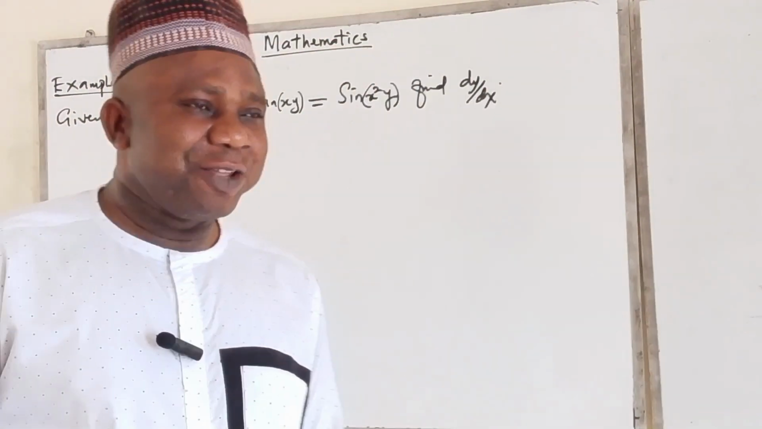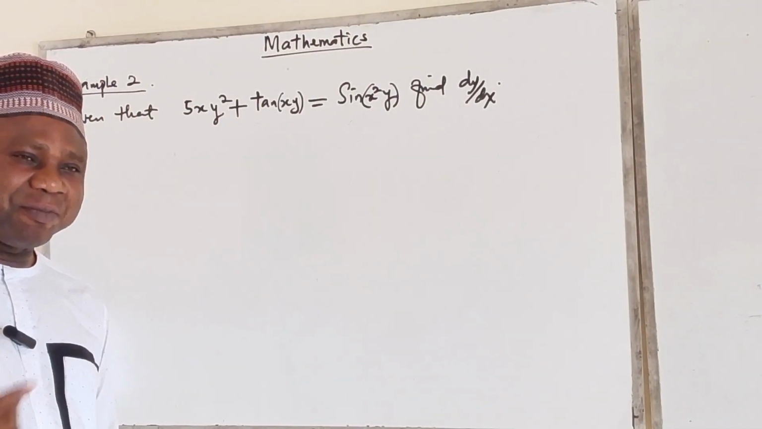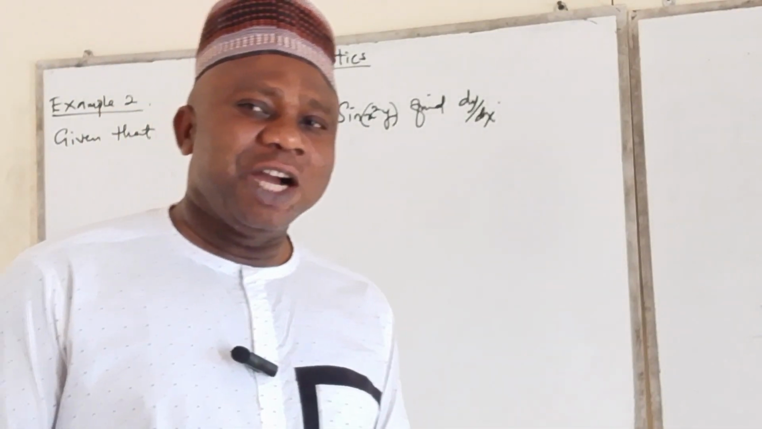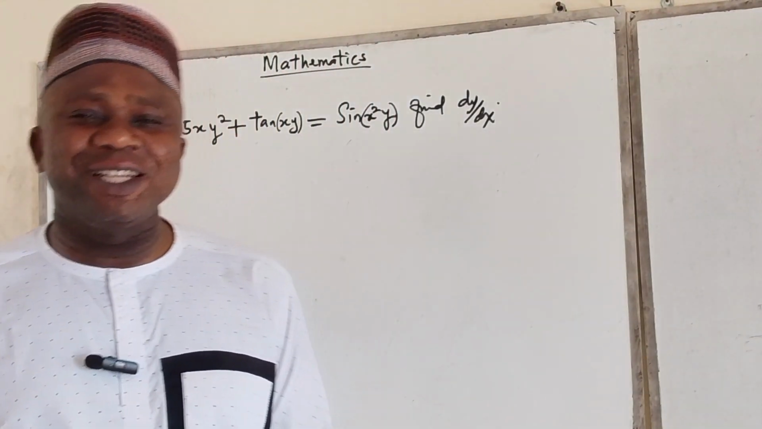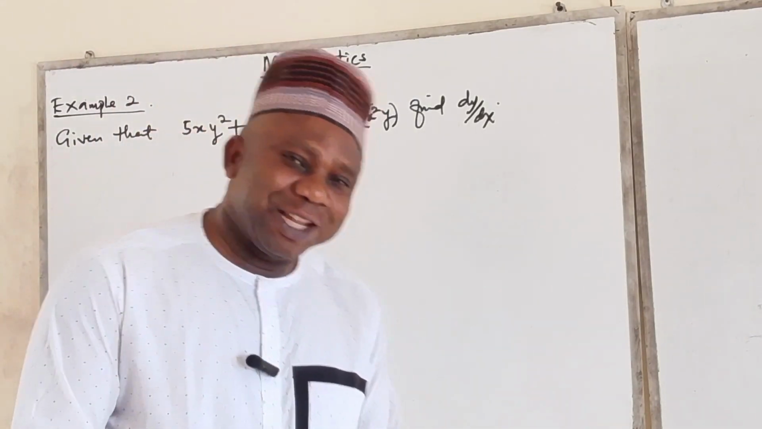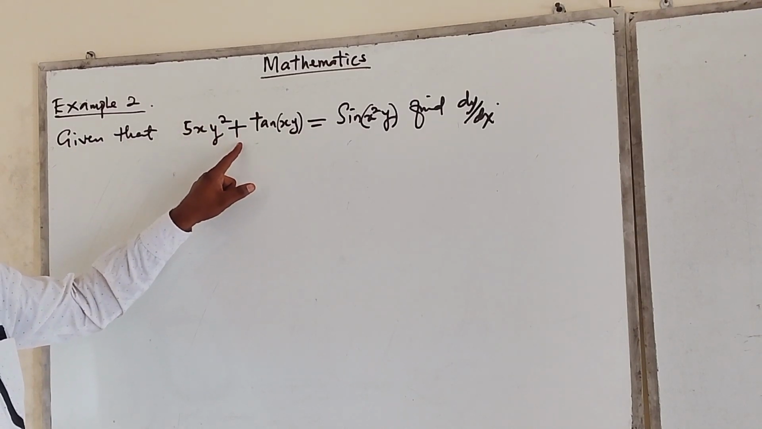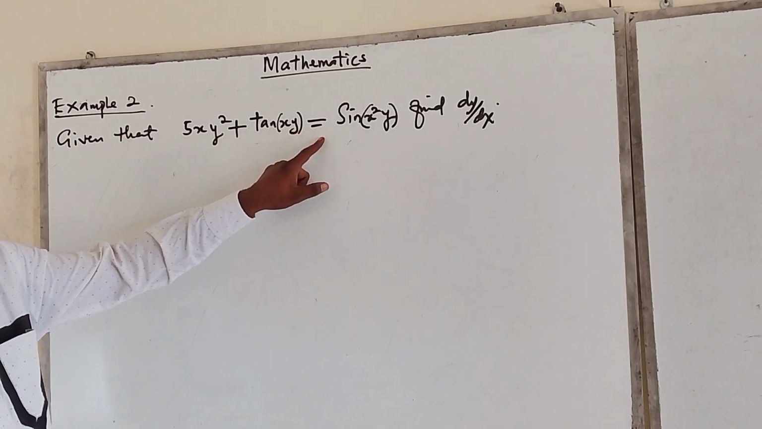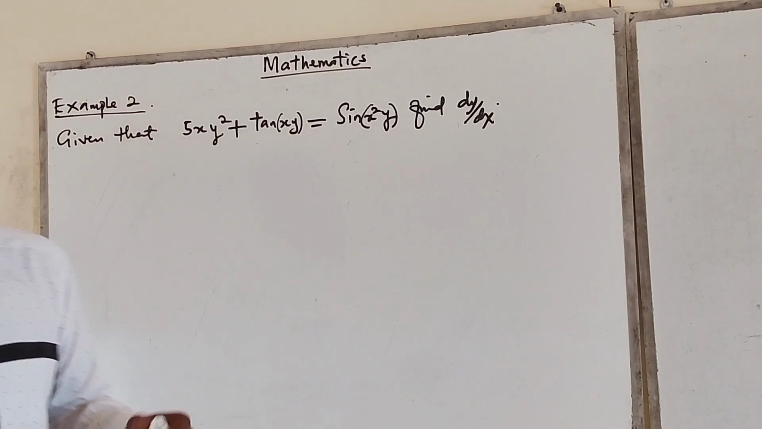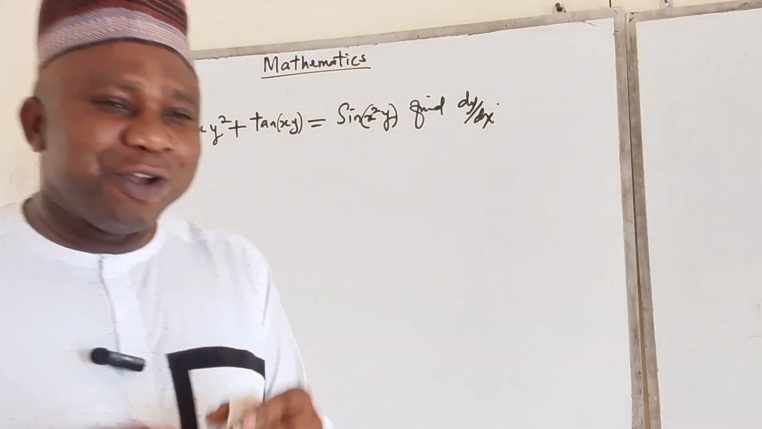So now I want us to look at another example under the implicit function. Remember we started with the difference between implicit and explicit function, and we said for an implicit function, the relationship between x and y is much more involved, just like what we're seeing here. Here we have 5xy squared plus tan xy is equal to sin x squared y. Now you can see that the relationship between x and y is much more involved.